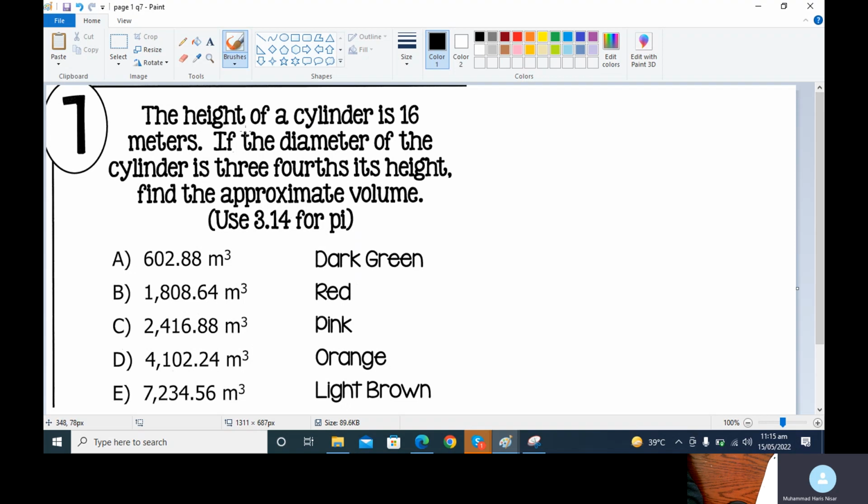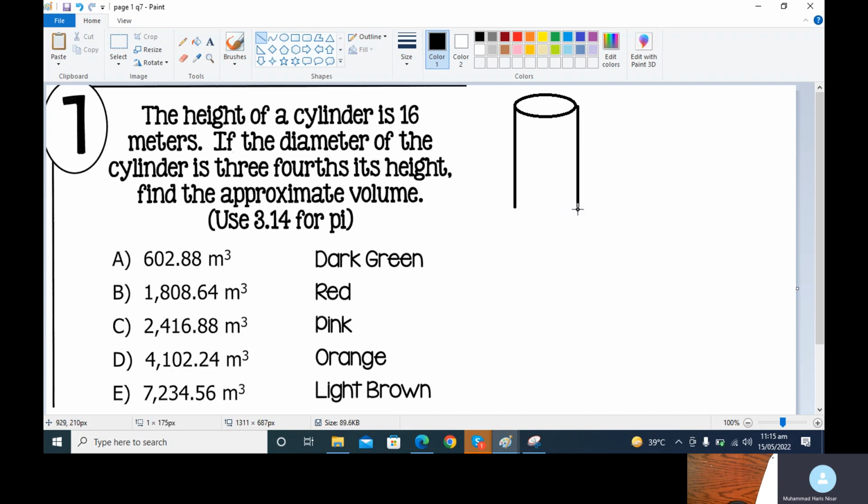So the height of a cylinder is 16 meters. If the diameter of the cylinder is 3/4 its height, find the approximate volume. Use 3.14 for pi. So, height of a cylinder. A cylinder is this type of thing. Remember? This type is called a cylinder.